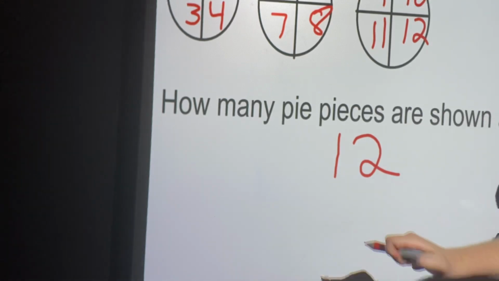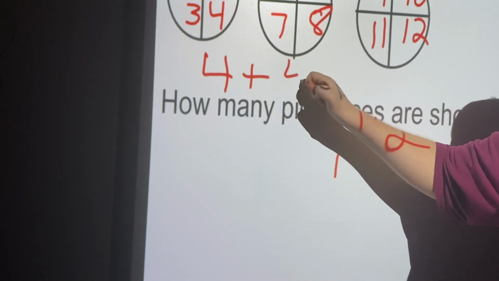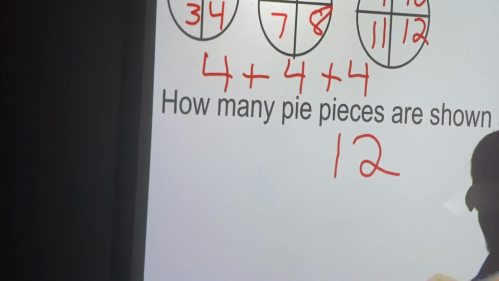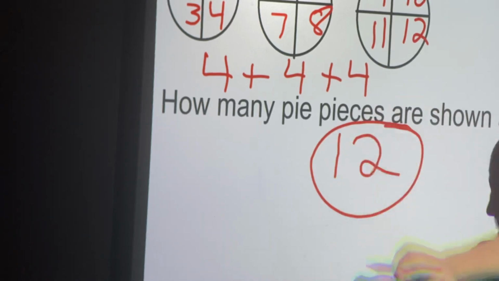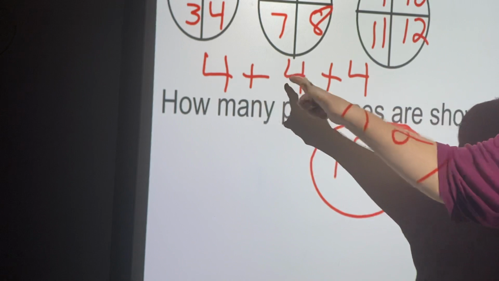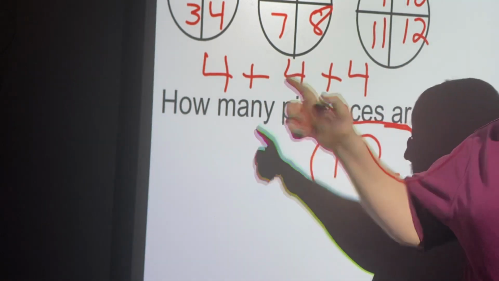Okay, so when you're doing it, you have to add 4 plus 4 plus 4. All right, that's how you get the answer 12. Because each piece has 4 pieces. 4 plus 4 is 8, plus 4 is 12. All right, so when you're doing it, count.